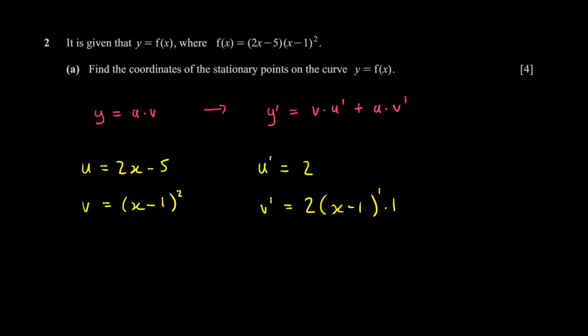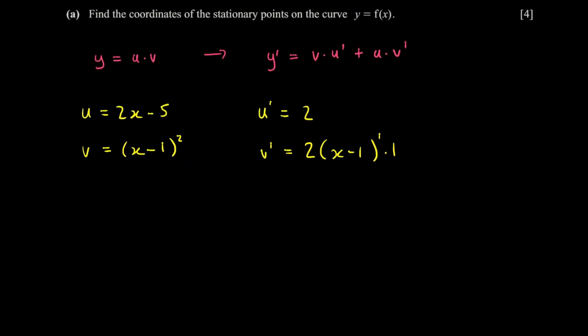So that's the chain rule, right? Chain rule is when you've got one function, x minus 1, inside a bigger function, like something squared. And then you differentiate it by doing the big function first, 2 down to the front, subtract 1 from the power, and then differentiate the small function and multiply through. All right, then. So if I substitute this in, I get y prime is equal to v, so that's (x minus 1) squared times du, which is 2, plus u, which is 2x minus 5, times dv, which is going to be 2 bracket x minus 1.